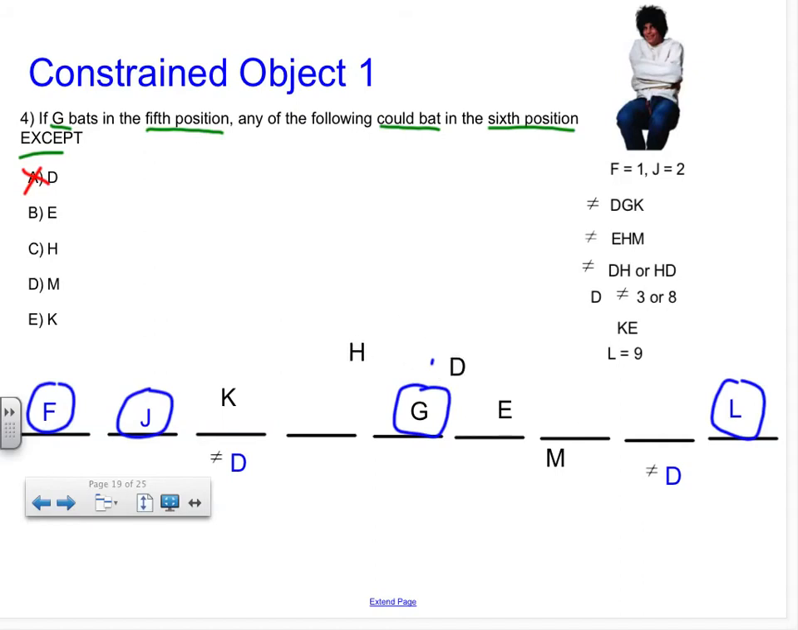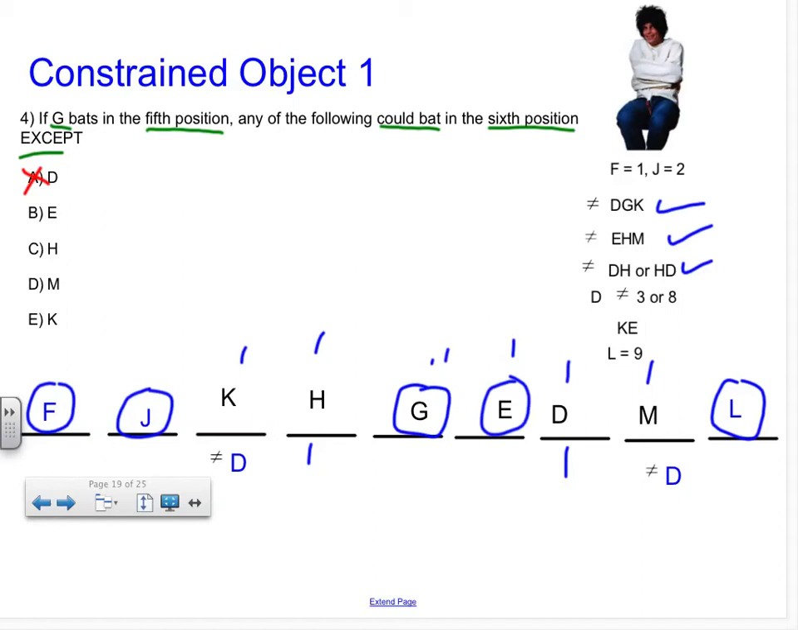So let's try separating it. And let's see if this arrangement works. So we have D, G, and K separated. So E is constrained for this one. We have D, G, and K. So that condition works. E, H, and M. So that condition works. D is not next to H, so that condition works.